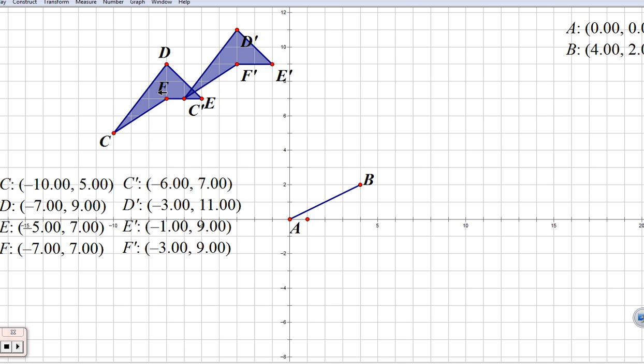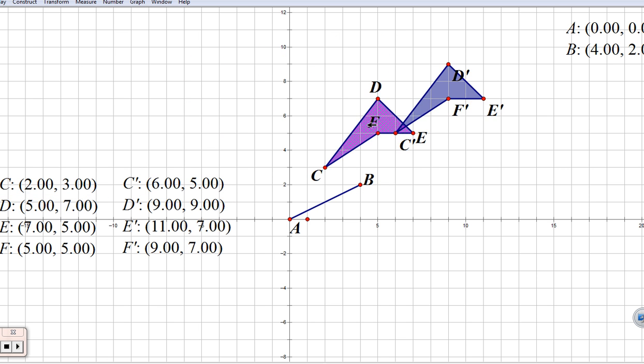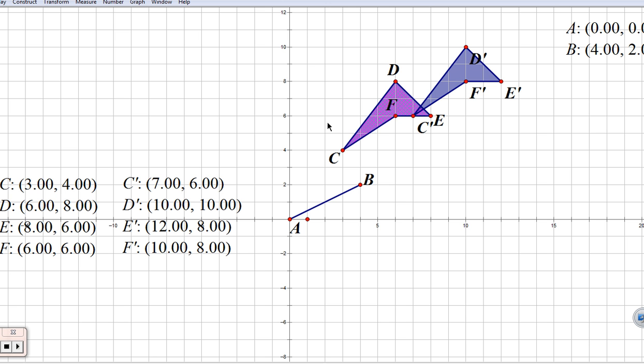Another way to look at this, we might be able to see it a little better if I move it into a different quadrant. Again, let's look at C and C prime. How do I get from my x value of 3 to my new x value of 7? What would I have to add? I had to add 4. Look at the x value on point B. It's 4. I had to add 4 to get from C to C prime.